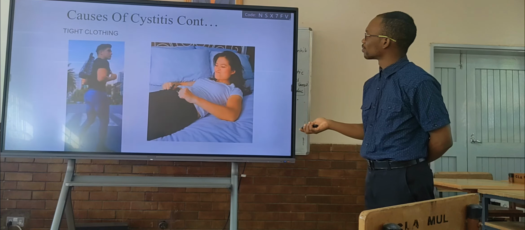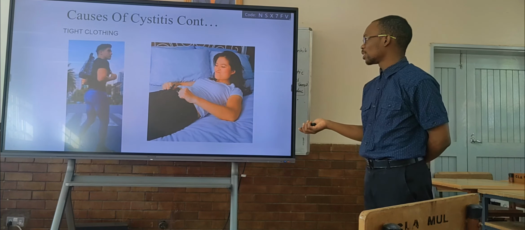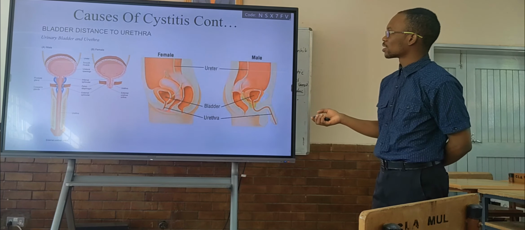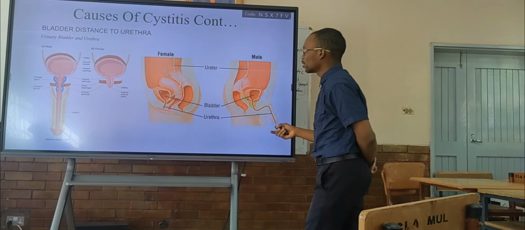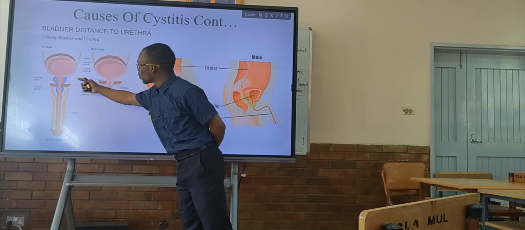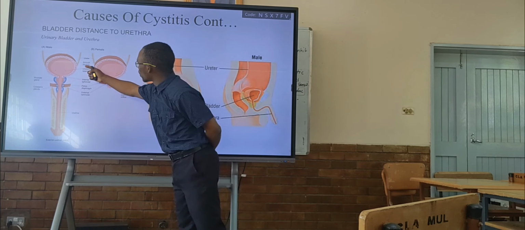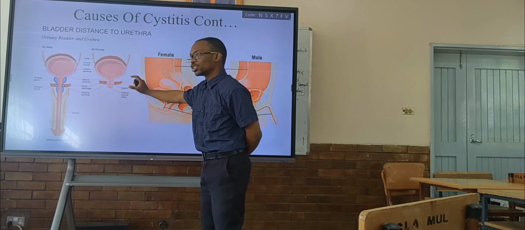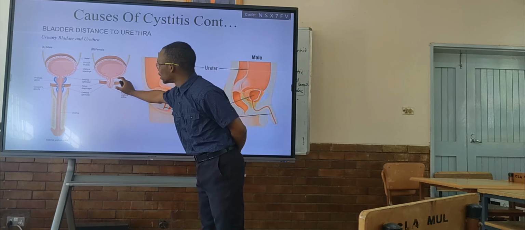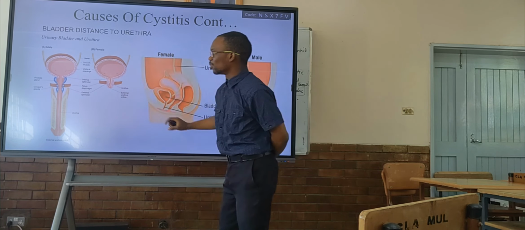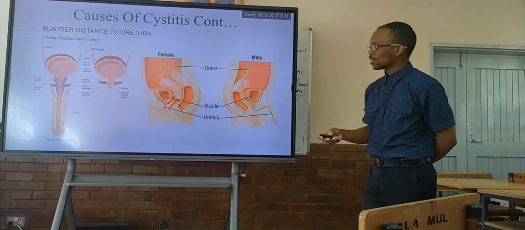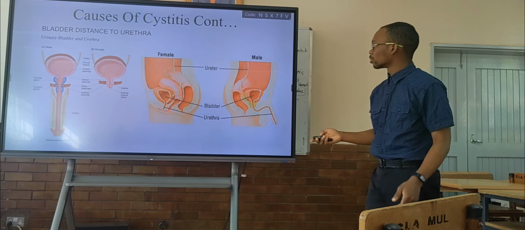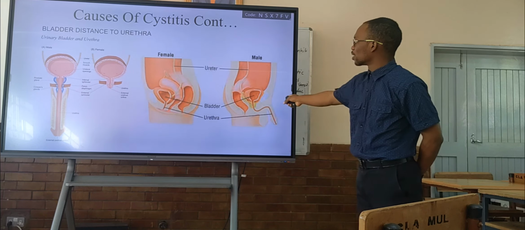Then there's also tight clothing and the bladder distance. In men, you can see that it's very, very long compared to women. For women, it's short. So you can actually see the distance, so that you know which one is more likely to be prone to disease. This is the same diagram in a different position.